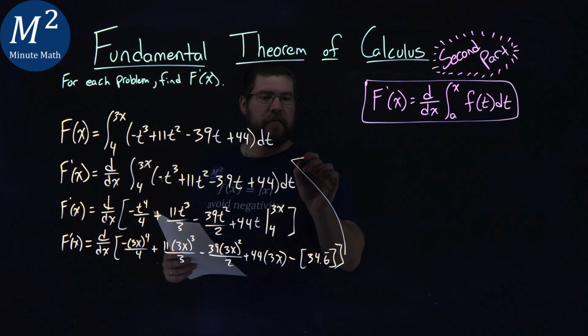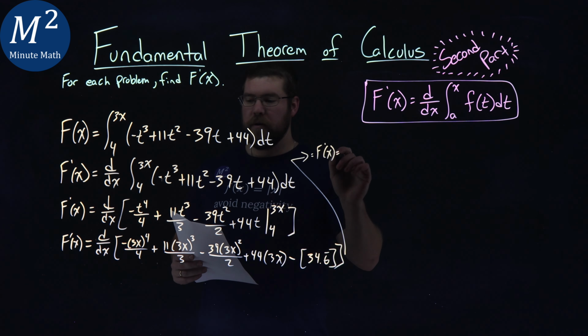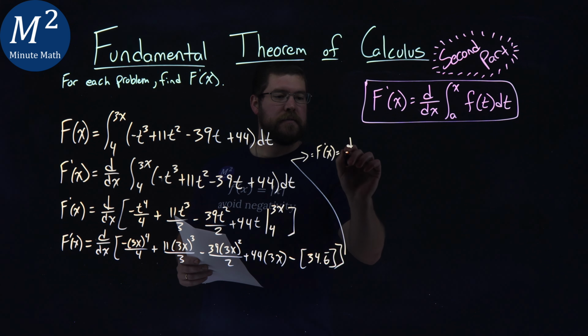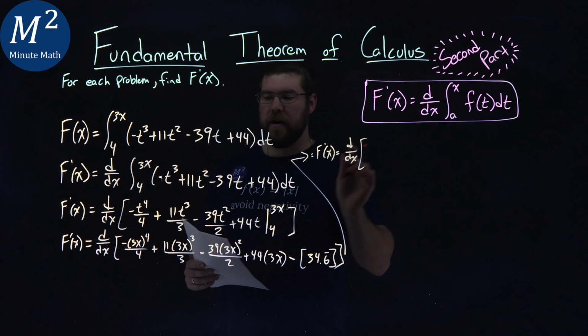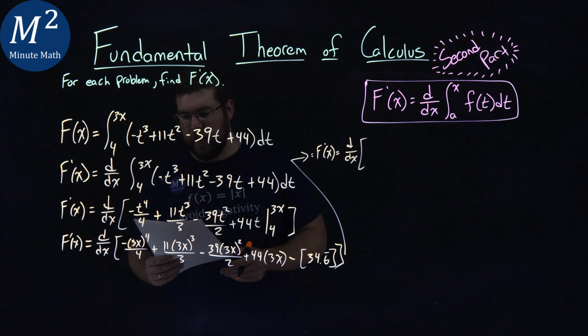So, when we put this over here, f prime of x is equal to d over dx, and I'm going to simplify this out a little bit for you. Okay, so we have 3x to the fourth power.